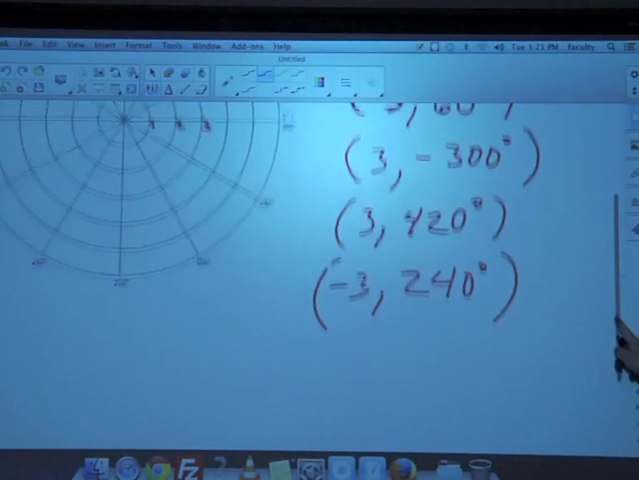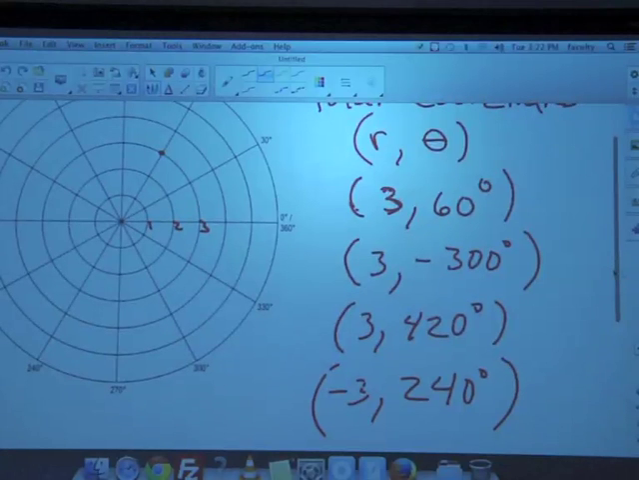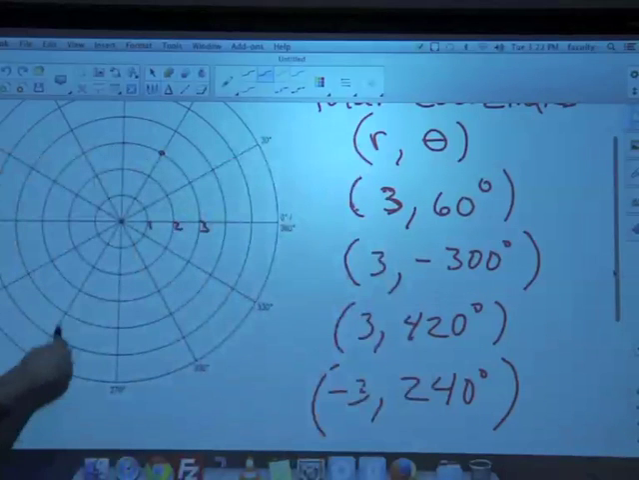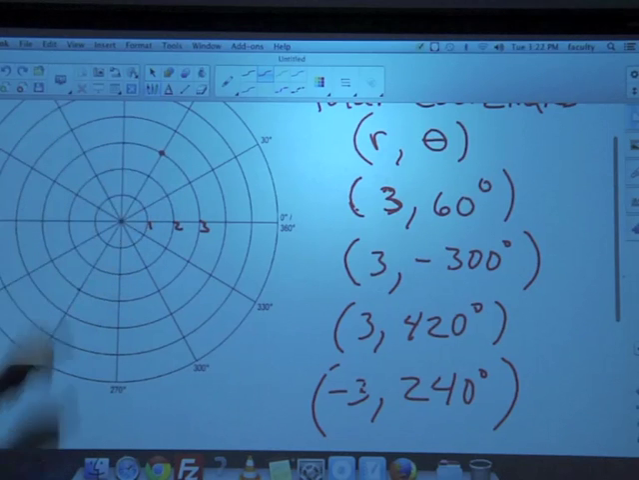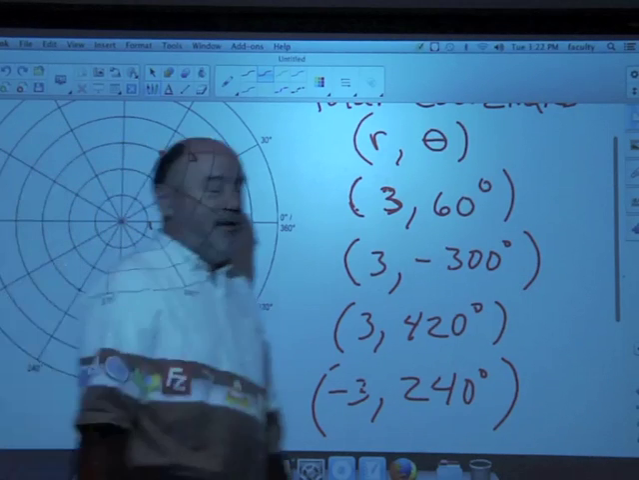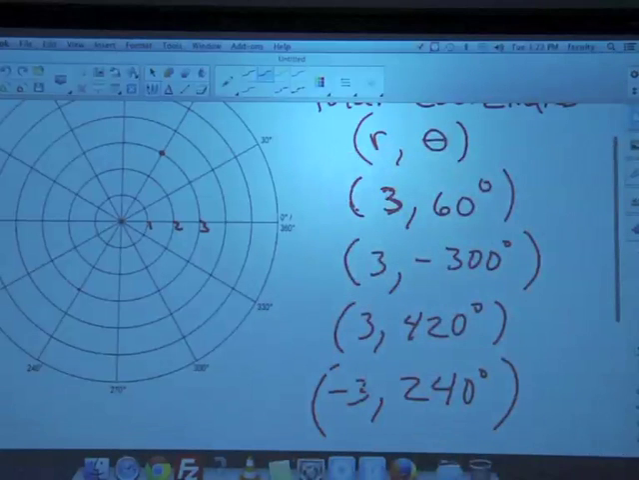Right? So when r is negative, 240 degrees is here, but negative 3 means put the point on the opposite side. Okay? That's what the negative means. Means put it on the opposite side. All of those would be that same point on that graph. So polar coordinates can be written multiple ways. XY coordinates can only be written one way.